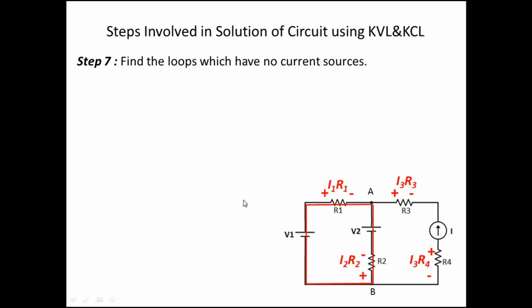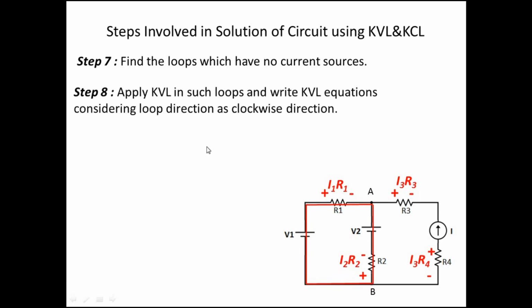Then next step is we have to apply KVL in such loops, which have no current sources, by assuming a loop direction in clockwise direction. The loop direction is taken as clockwise, in this direction. We are only applying KVL in loops which have no current sources, because we cannot apply KVL here, as we do not know the voltage across this current source.